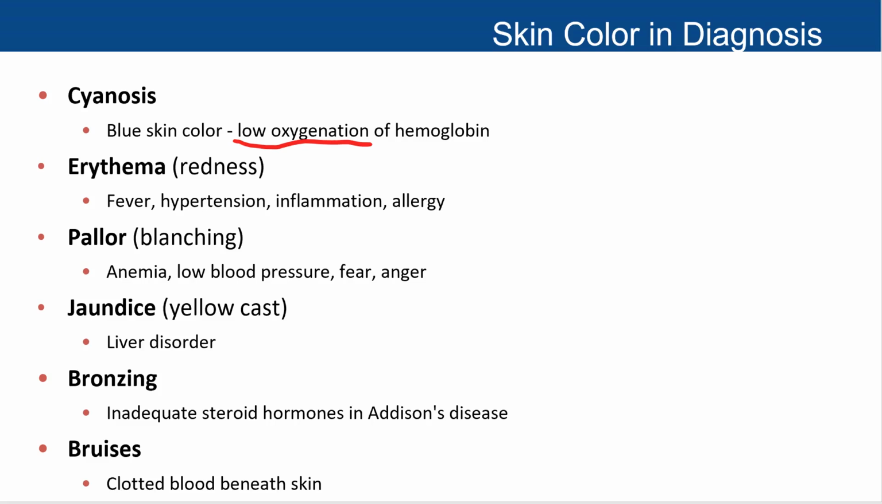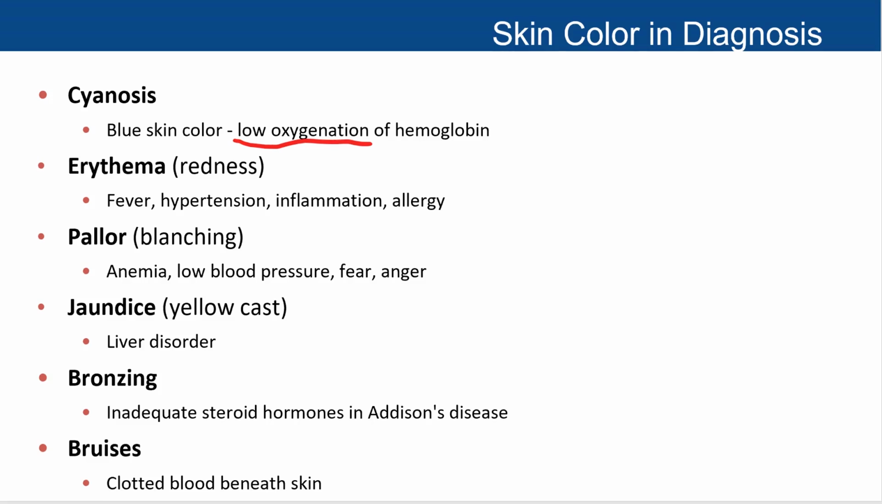disorder. The bronzing or darkening of skin color can be seen in Addison disease. In Addison disease, your adrenal glands, which are the organs located just above your kidneys, produce too little of certain hormones. So in the face, we can see some darkening spots. We call this bronzing. A bruise appears on the skin due to trauma, which is clotted blood beneath the skin.